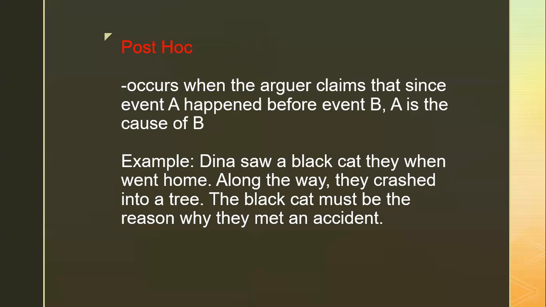So you claim that an event happened because you think there's an event prior to that event and you correlate these two events. Example, Dina saw a black cat when they went home. Along the way, they crashed into a tree. The black cat must be the reason why they met an accident. So just because there's a black cat before the accident, then you treated the black cat as the reason why the accident happened. So that's post hoc.